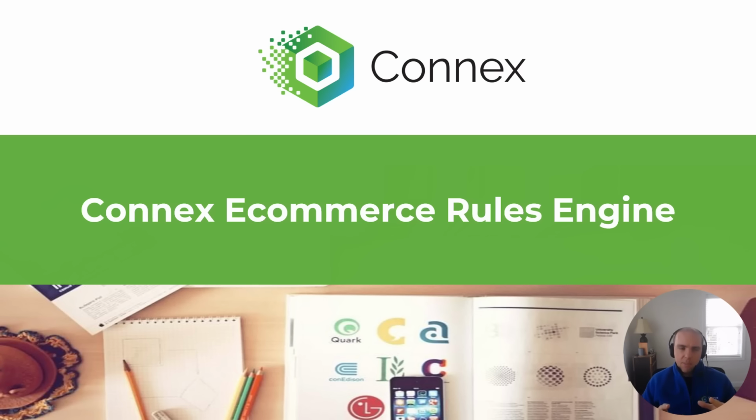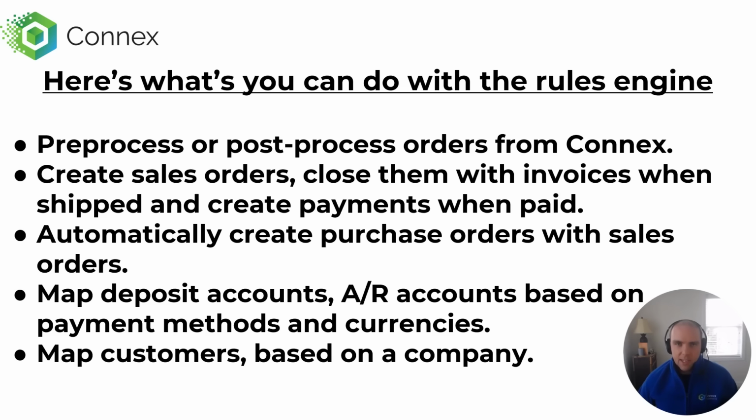Now that I've described what you're gaining and losing with QuickBooks Online and Enterprise, let's talk a little bit about Connex. With the Connex e-commerce rules engine, we can pre-process and post-process the transactions. When the order is created, we'll make a sales order. When it's updated in the website, we'll create the invoice and close it out with a payment. We can automate the creation of the POs. We can also map the deposit accounts and the AR accounts based on payment methods and currencies. We can make those sales look like a data entry person hand entered them perfectly.